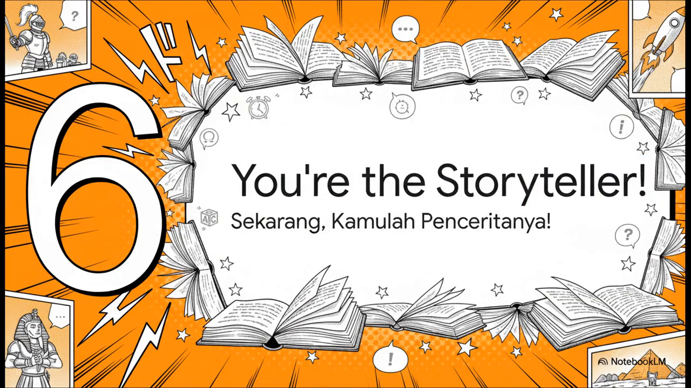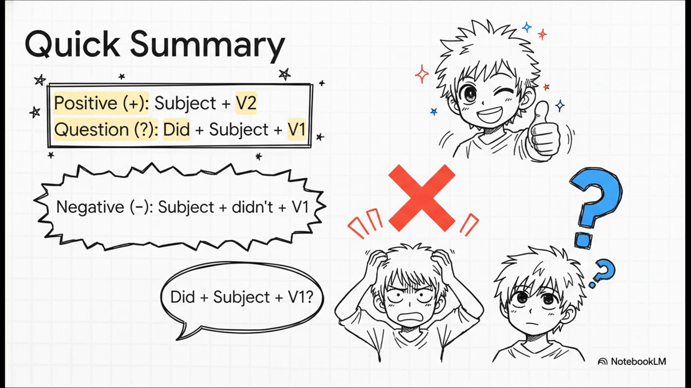All right, you've learned the rules, you've seen the examples, you are basically a time-traveling storyteller now. Let's do a super quick review to lock all this information in, and then you'll be ready to tell your own amazing stories. Okay, let's boil it all down to the main secret. For positive sentences, you use subject plus verb 2. For negative sentences and for questions, you call in your special helper, did or didn't, and then the main verb goes back to verb 1. That's it. If you can remember that, you've mastered the simple past.